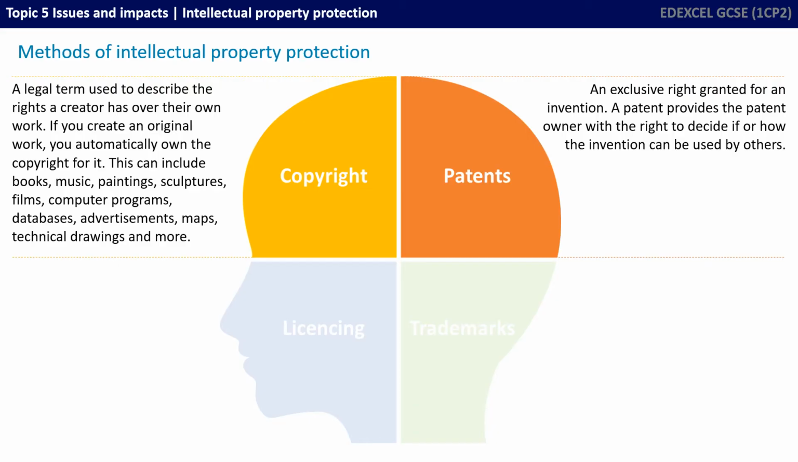Patents are a step further. They're an exclusive right granted for a particular invention. Once applied for and granted, a patent provides the patent owner with the rights to decide how or whether the invention can be used by others.